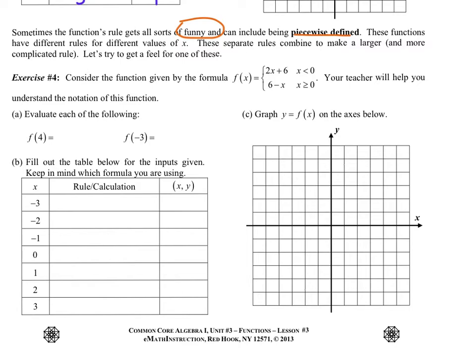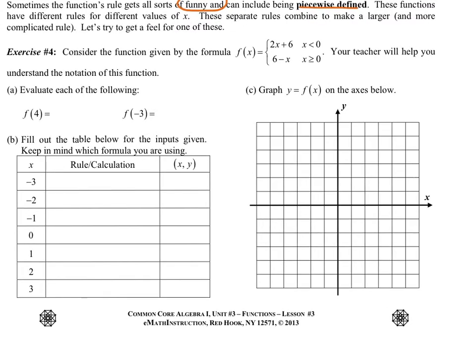All right. So here is our function in number 4, exercise 4. Look what they did here. They broke it into pieces. Guess what? That's why we call it a piecewise function. This function has one rule when x is less than 0, and it has another rule when x is greater than or equal to 0. That's really strange. Well, what that means is the graph's going to look a little bit different over each of those sections.